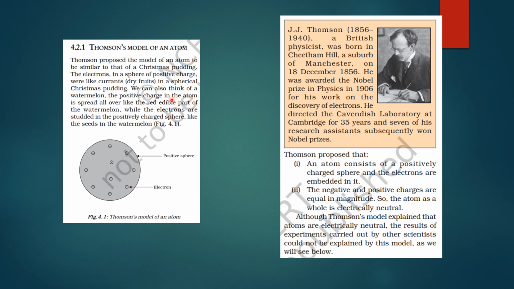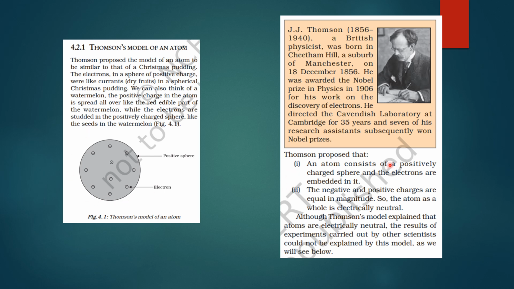नाउ we can also think of a watermelon. The positive charge in the atom is spread all over. Like the red edible part होता है जो watermelon में, और electrons are the studded parts in the positively charged sphere like seeds in the watermelon. ठीक है, तो इस तरह से इन्होंने ये मॉडल दिया था, right?